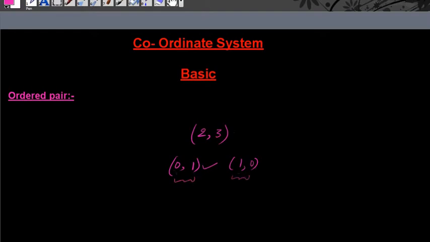Here we have used two real numbers. The same real numbers are used in the second ordered pair, but the arrangement is different from the first one. Here we arrange first 0 and then 1; here first 1 and then 0. So they are not equal ordered pairs. They are different ordered pairs.